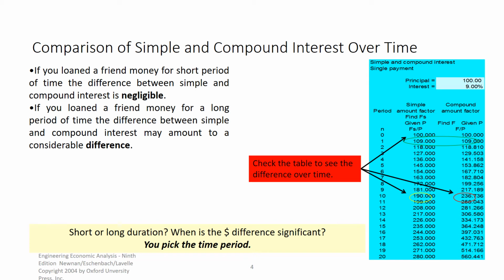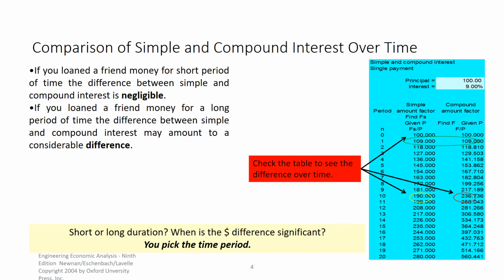A comparison of simple and compound interest over time can be concluded with a very simple example. If you loan a friend's money for a short period of time, the difference between simple and compound interest is negligible, not that much. You can see the table there. First year, second year there.